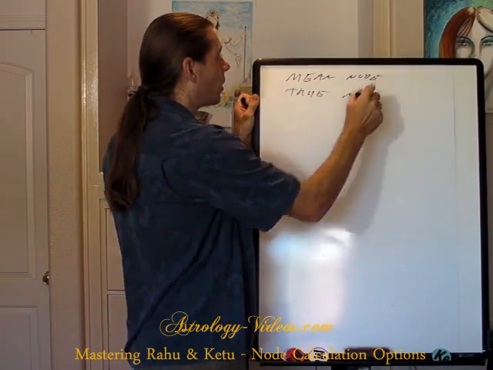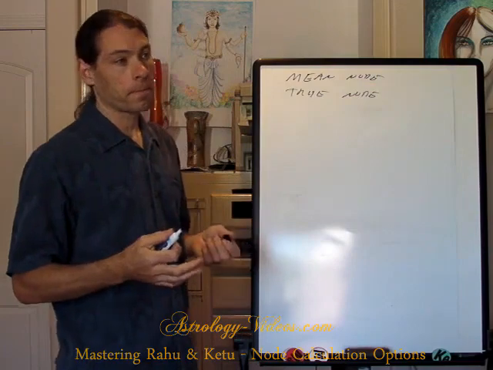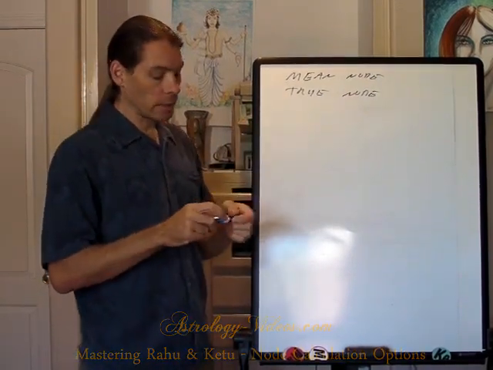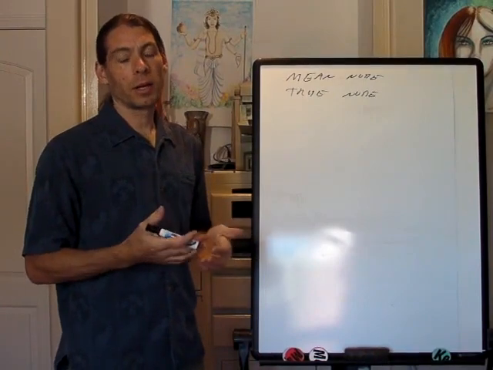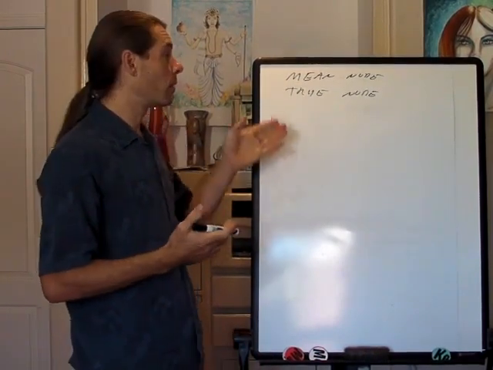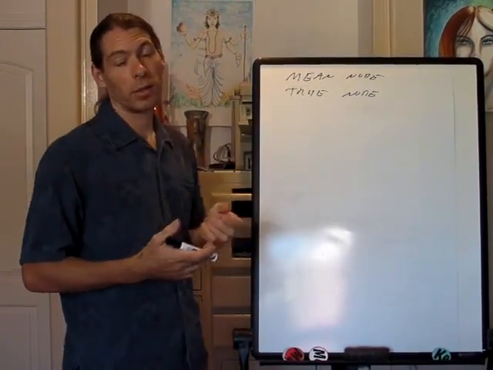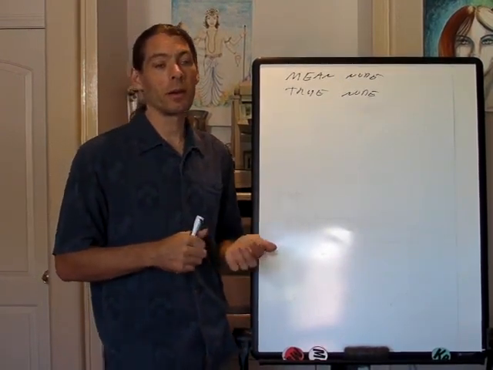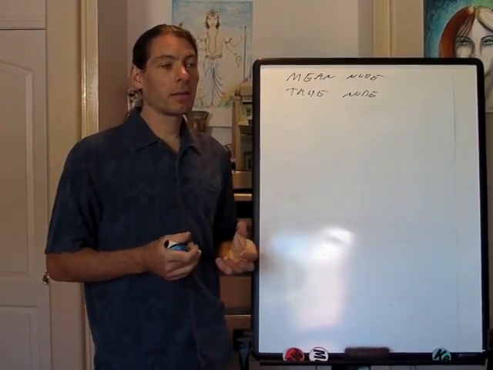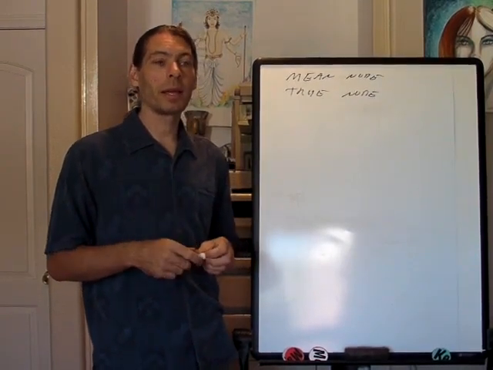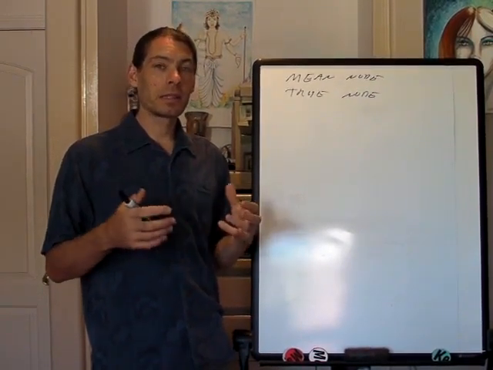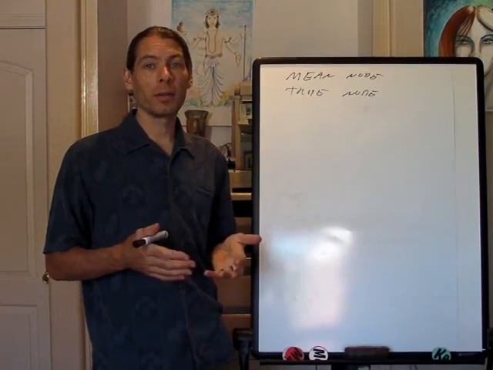Now, mean node has been around forever. True node is a relatively recent calculation. And we don't have a lot in the ancient Hindu books to help us in figuring out which one of these nodes to actually use in practice, which one's better. The reason is that in the old Hindu astronomy books, when they talk about calculating the planets, they use a completely different system for calculating the planets than we do.